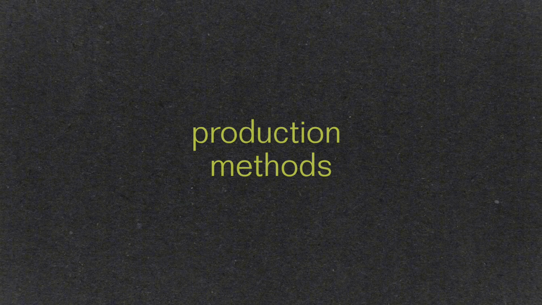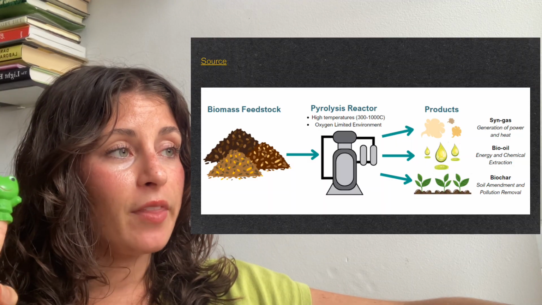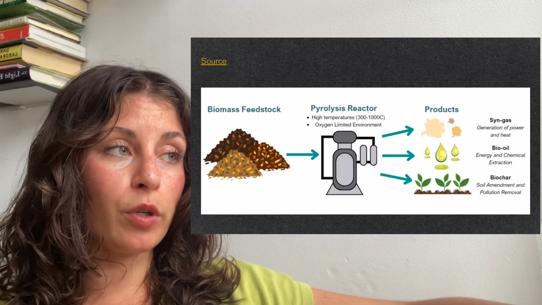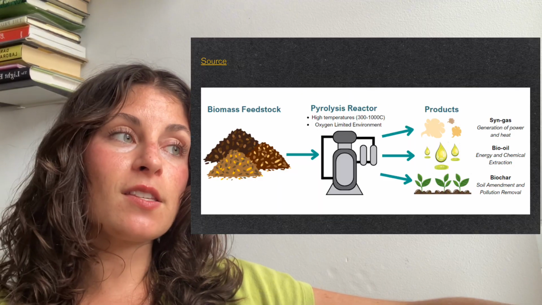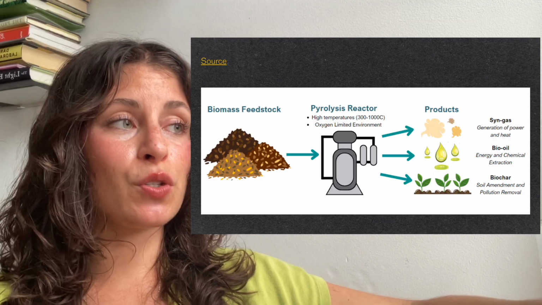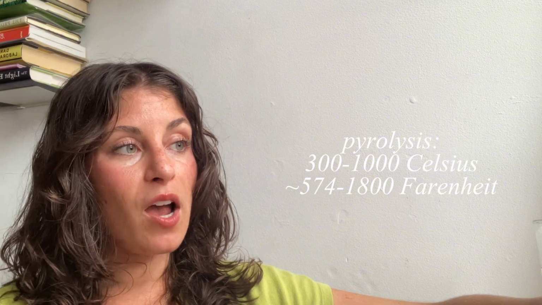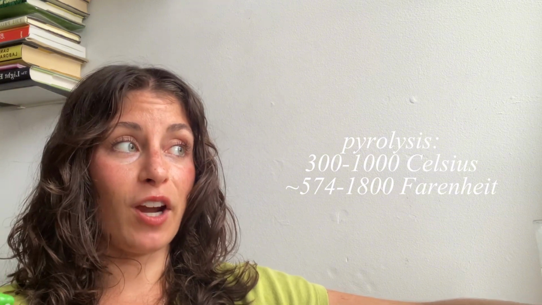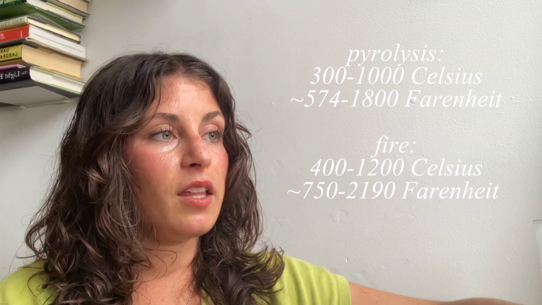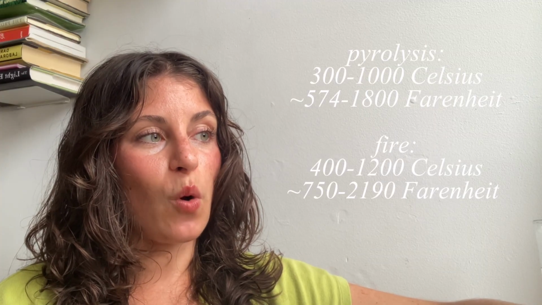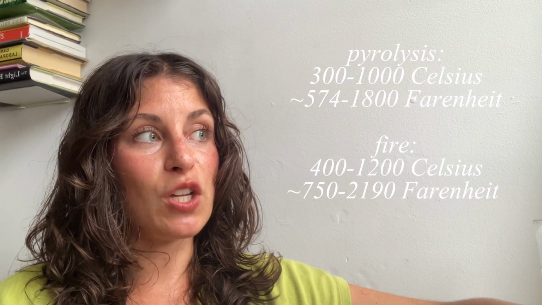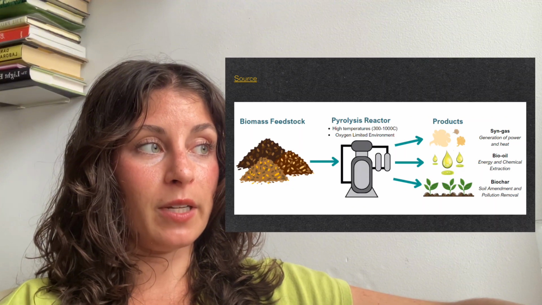I keep mentioning these production methods. Let's get a little deeper into it. We have our biomass feedstock, and then we are putting it into our pyrolysis reactor. So with pyrolysis, you're getting those higher temperatures, 300 to 1000 degrees Celsius, which translates to about 575 to 1800 degrees Fahrenheit. So this is very hot. The typical temperature of a fire is going to be between 400 and 1200 C. It can provide those temperatures that you're looking for. And like I said, this is going to be an oxygen limited environment.